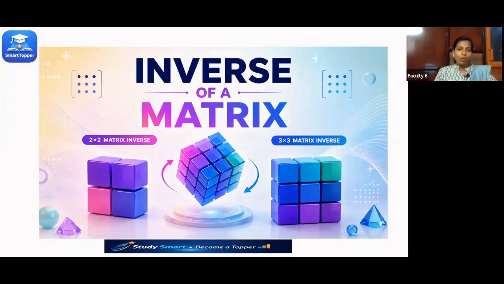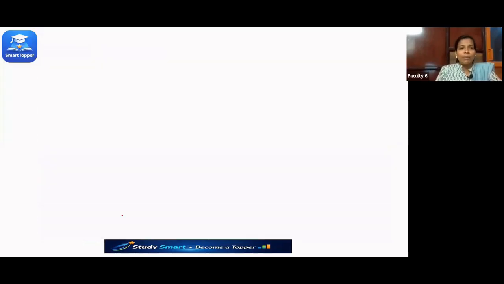We are going to discuss how to find the inverse of a matrix in a tricky way. So what do you mean by a matrix? A matrix is a rectangular array of elements which are arranged in rows and columns.